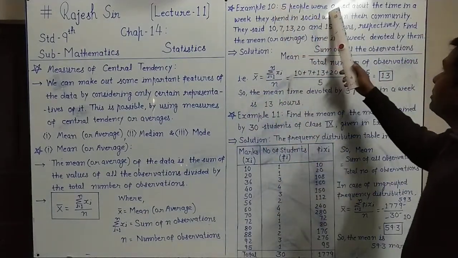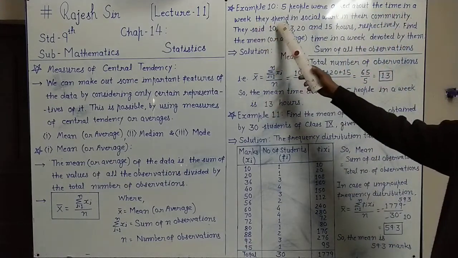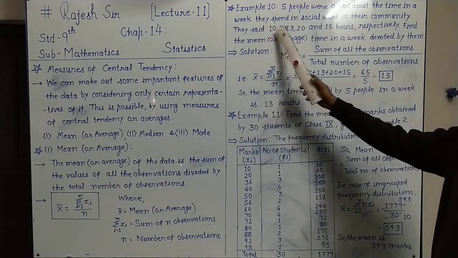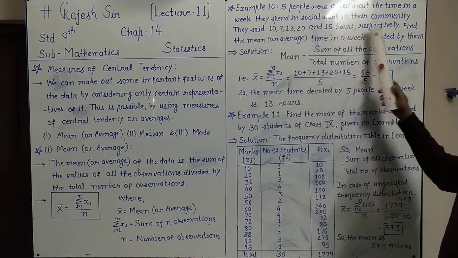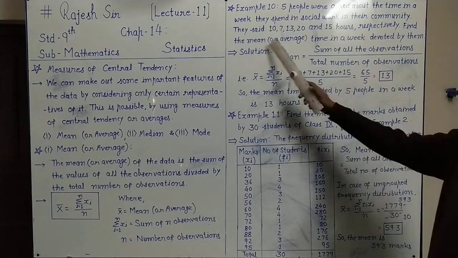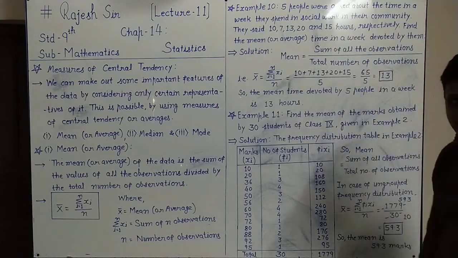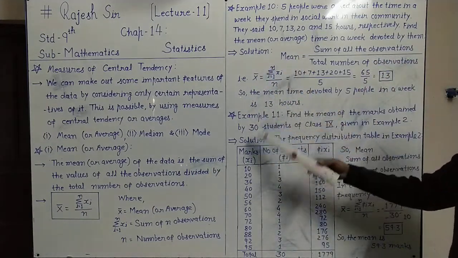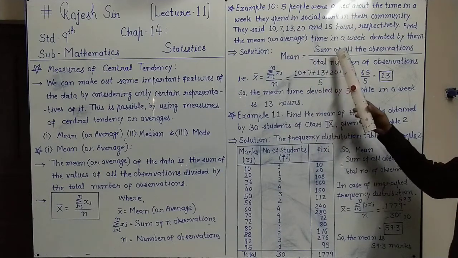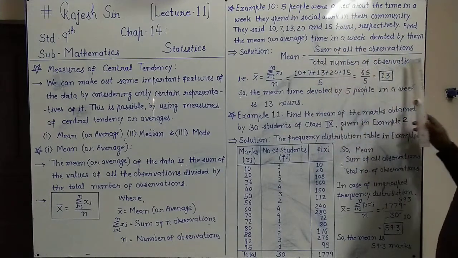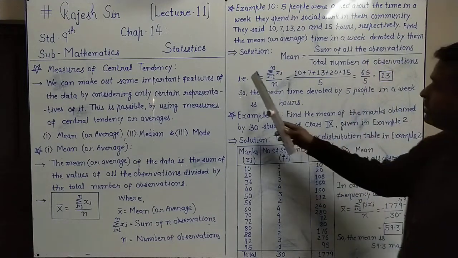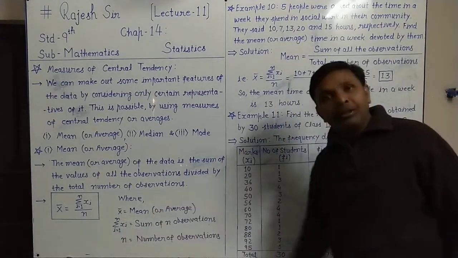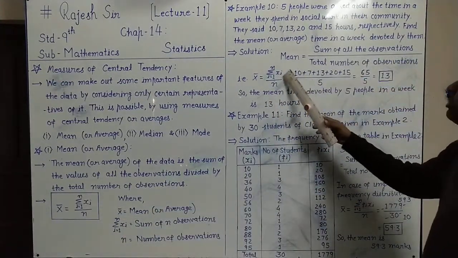Example 10. 5 people were asked about the time in a week they spent in social work in their community, and they say 10, 7, 13, 20 and 15 hours respectively. Find the mean or average time in a week devoted by them. In the solution, by the definition, the mean equals the sum of all the observations upon the total number of observations. In notation, x bar equals sigma i running from 1 to n xi upon n. This is the formula.